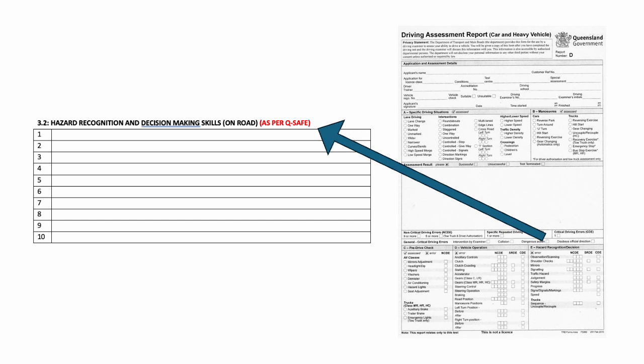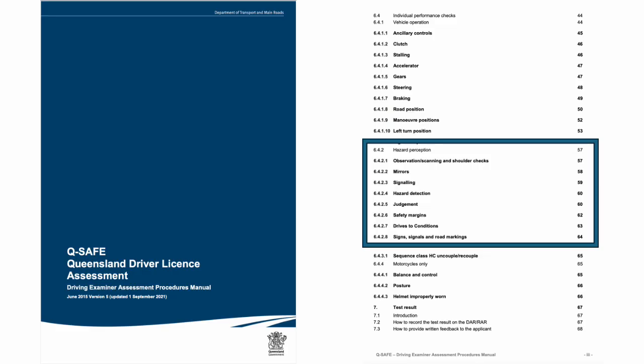And if we look on the far right bottom corner, we can see that section E has observation scanning, shoulder checks, mirrors, signaling, traffic hazard, judgment, safety margins, progress, signs, signals and markings, and then speed. So again, you would then go to the QSafe manual, and on pages 57 to 64, you will see the outline of each of those performance checks, and it will tell you what the performance outcome is, as well as the different error types to be aware of.